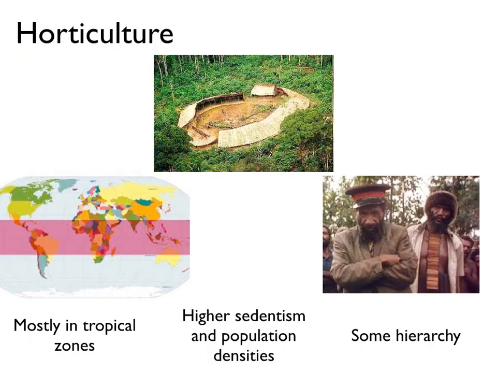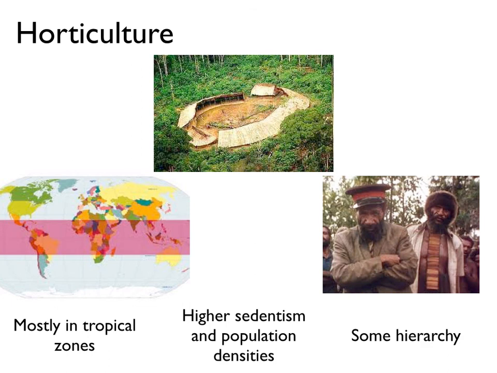So the 3 points to keep in mind about horticulture, and I'd prefer you to know each of these 3 points that I'm giving for all the different subsistence strategies, is that it occurs mostly in tropical zones. Compared to foraging, we see higher sedentism and population densities. Sedentism is how long people stay in one area. So these villages do move, but they will move much less often than foraging camps.